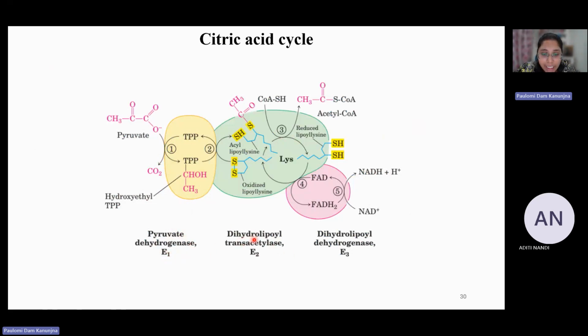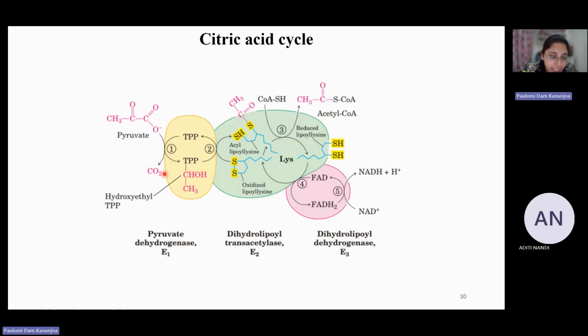Second is dihydrolipoyl transacetylase, and third is dihydrolipoyl dehydrogenase. Okay, very complicated names it seems like, but when you understand the reaction taking place, it becomes easier. So the starting material is pyruvate. What is the first enzyme here?